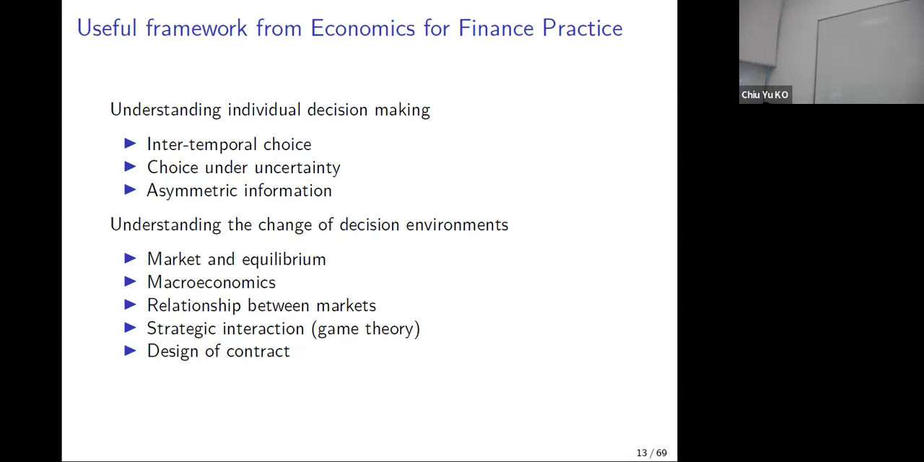And asymmetric information, right? As we will see later, the reason we observe a bid-ask spread in the exchange rate market is because of the adverse selection problem. Okay, later you will see.